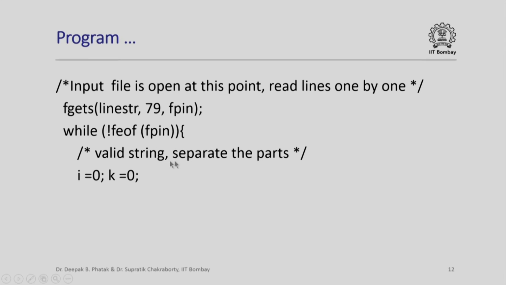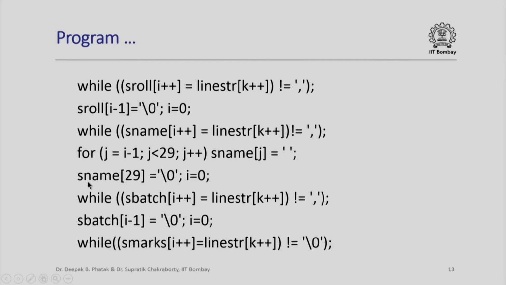I know that I got a valid string here because I read the string here in line string. I now need to separate the parts. I start with i equal to 0 and k equal to 0. The idea is that I will associate k with the larger string, and I will associate i as an index with the individual 4 character strings in which I wish to separate out the parts.